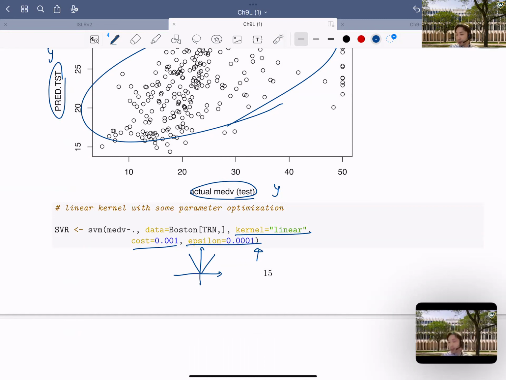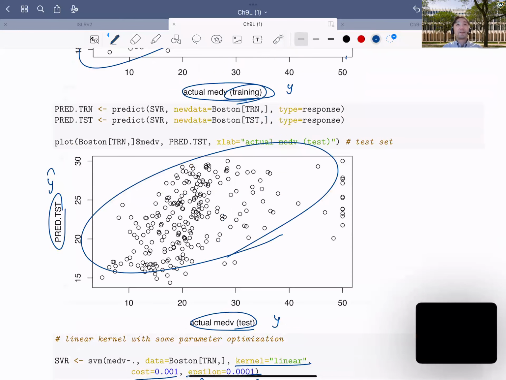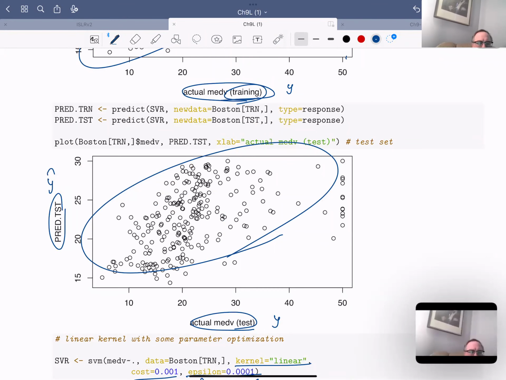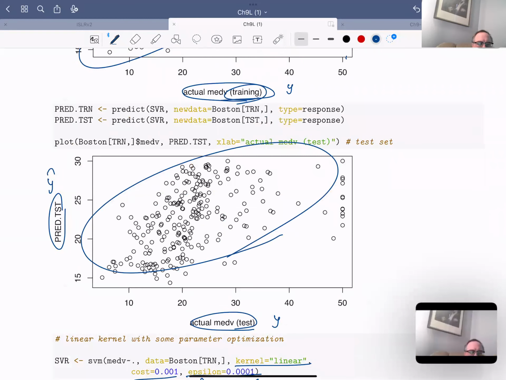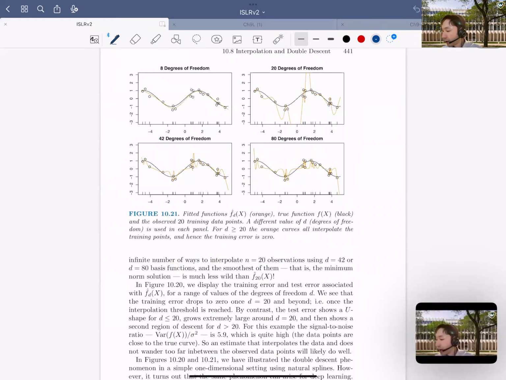Do you have any questions? What triggers this, what you're doing right here? You have SVM, the formula, the data, the linear kernel, the cost. To make it an SVR, epsilon is the trigger. Epsilon is the trigger. I mean the hyperparameter in the error function.